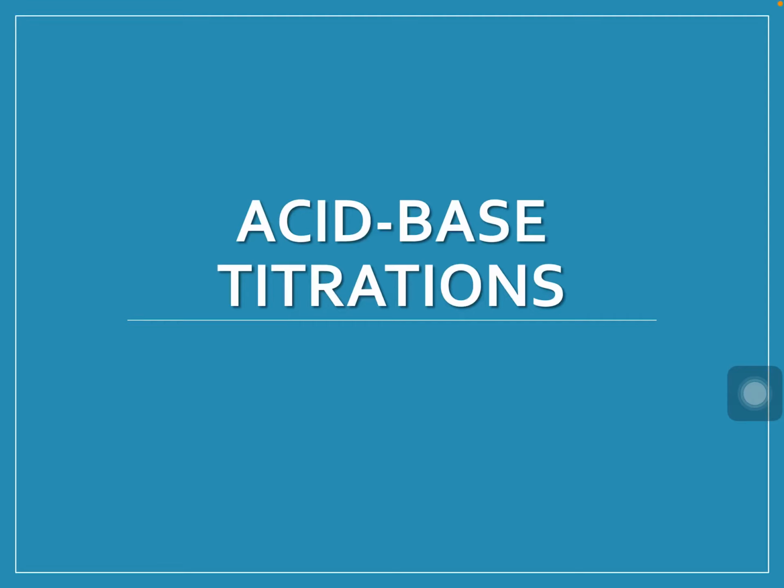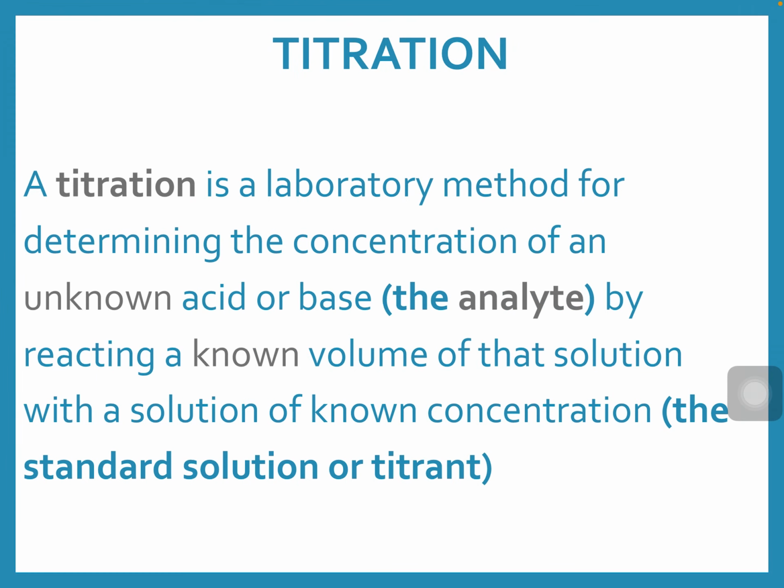In this lesson, we're going to learn about acid-base titrations. A titration is a method that we use in the lab to determine the concentration of an unknown acid or base. The acid or base that we don't know the concentration of is called the analyte. So we're going to analyze that to determine its concentration.